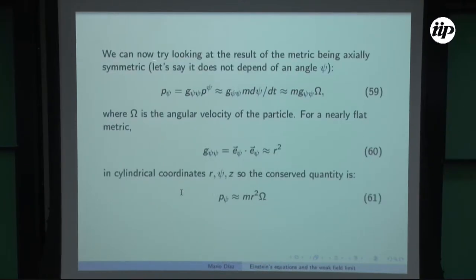So looking at the result of the metric being axially symmetric, we can define an equivalent. This is probably a bit boring, so I want to rush through it. The angular component of the momentum, if we have an angular velocity, is going to be given by this, which is a conserved quantity. The angular momentum is conserved.